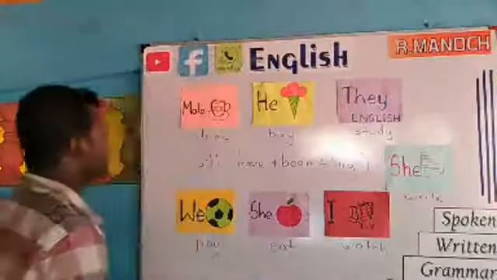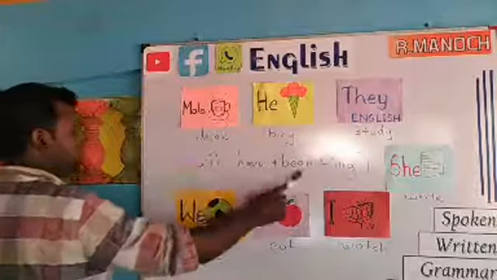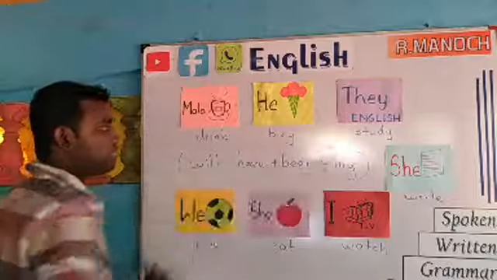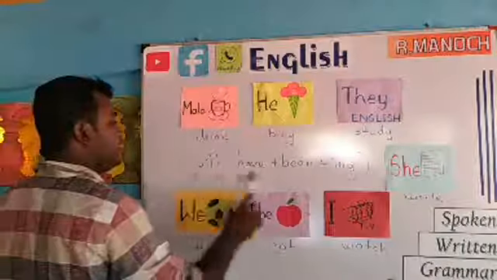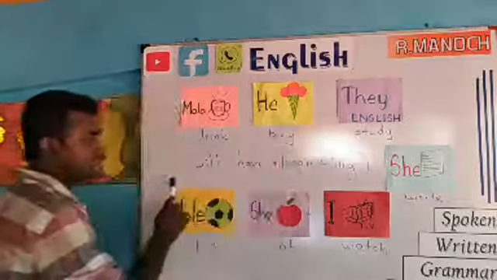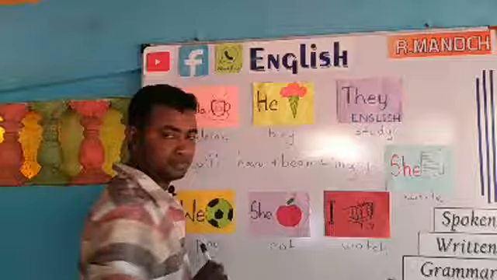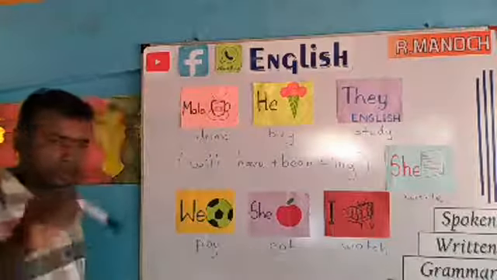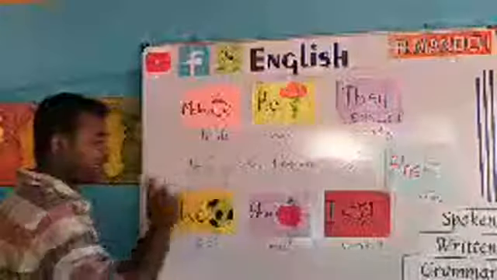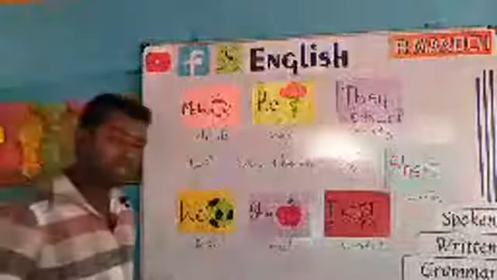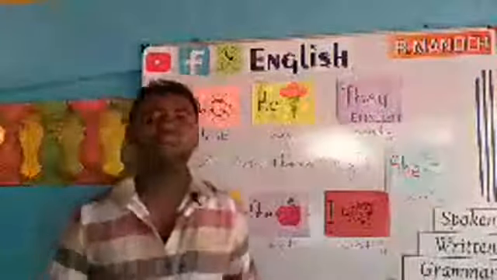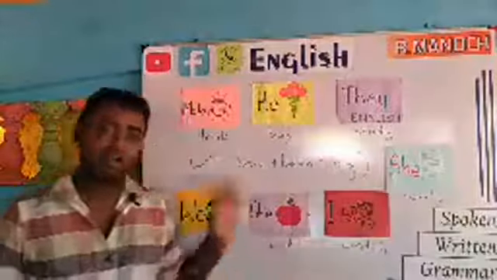Mala will have been drinking a cup of coffee. And he will have been buying ice cream. They will have been studying English. She will have been writing a letter. I will have been watching TV and she will have been eating an apple and we will have been playing football.